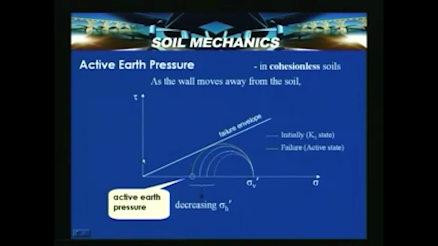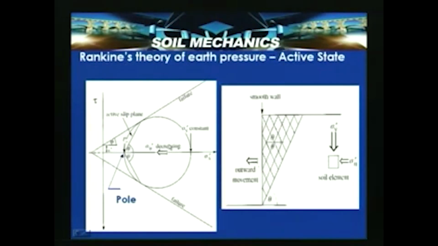But if it is a C phi soil, the failure envelope will be here, and the initial state will be the K naught state Mohr circle here. The moment it comes in contact with the failure envelope, it attains failure. The soil is said to be in the active state. Now, once again, let us look into it. So, this is active.